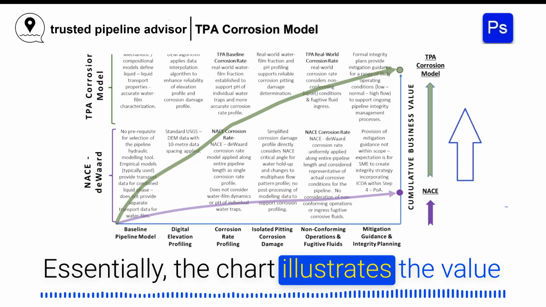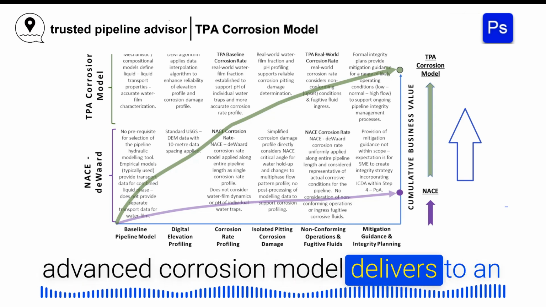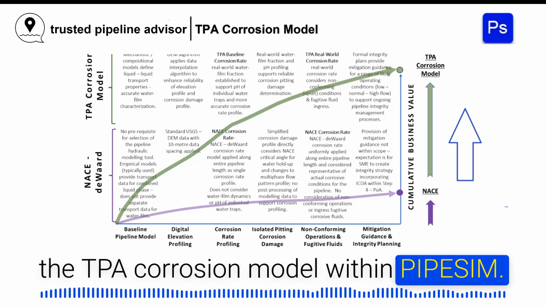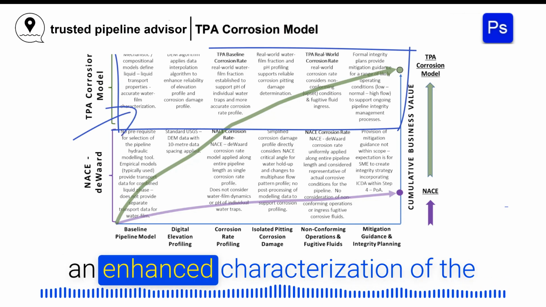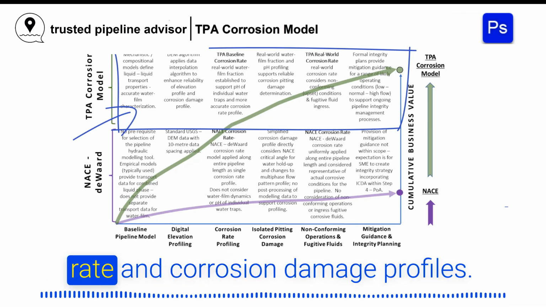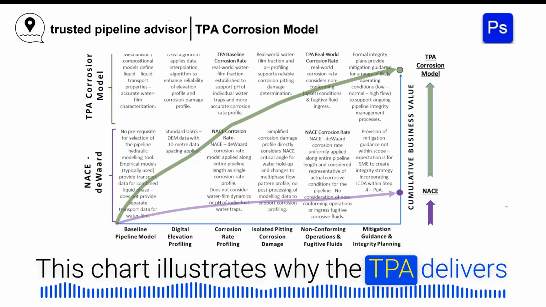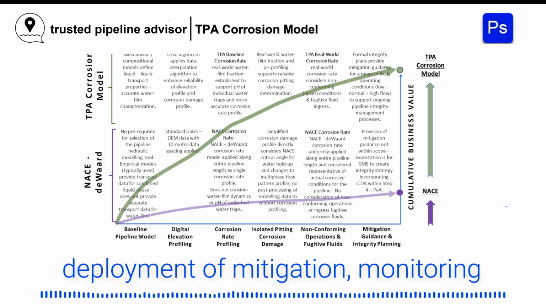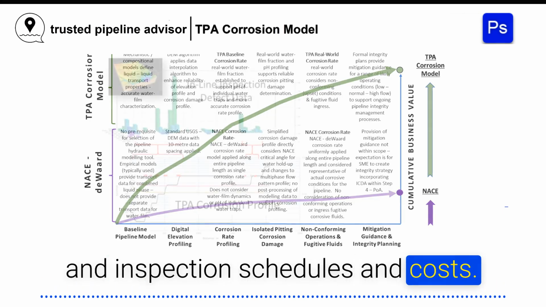Essentially, the chart illustrates the value-added technical features and benefits the advanced corrosion model delivers to an operating company that chooses to adopt the TPA corrosion model within PIPESIM. The additional technical rigor provided by the TPA model delivers an enhanced characterization of the water film transport properties as the foundation of the corrosion hazard rate and corrosion damage profiles. This chart illustrates why the TPA delivers an industry-leading foundation from which to establish proper risk-optimized deployment of mitigation monitoring and inspection schedules and costs.